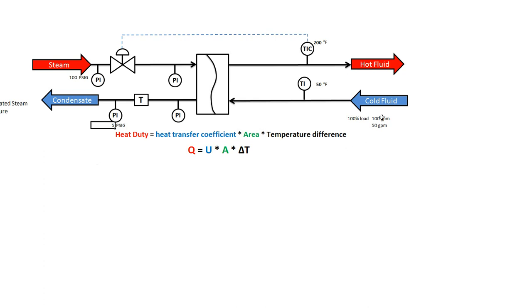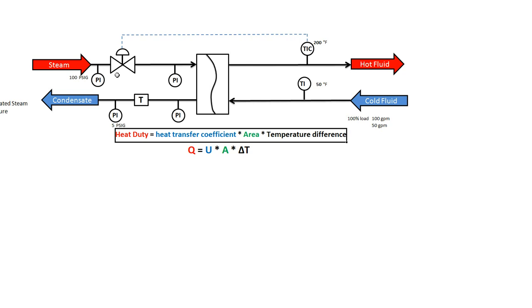So let's say you now only have 50 gallons per minute of fluid coming in. It's still going to come in at 50 degrees and discharge at 200. How much steam pressure do you need to get your heat transfer? Well, the only way to change your heat duty is to change the temperature difference, and the temperature difference is the temperature of the steam side versus the temperature of your product side. So the only way to get half the heat duty, well, you're not going to change the heat transfer coefficient, you're not going to change the area, so therefore you must change the temperature difference.